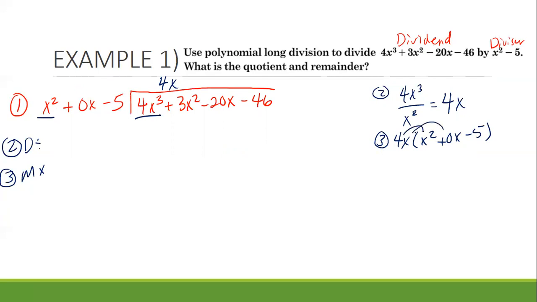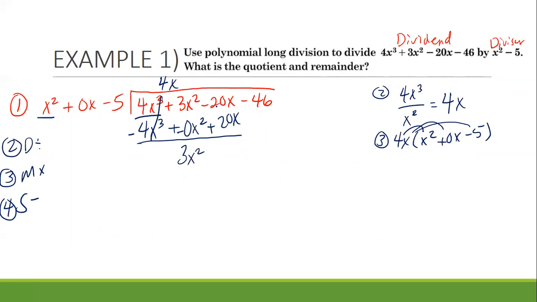So we distribute. And that gives us 4x to the third plus 0x squared minus 20x. Step four is to subtract. When you're subtracting, you're changing the signs of your polynomials. So 4x cubed minus 4x cubed goes away. 3x squared minus 0x squared is 3x squared. Negative 20x plus 20x is 0x.